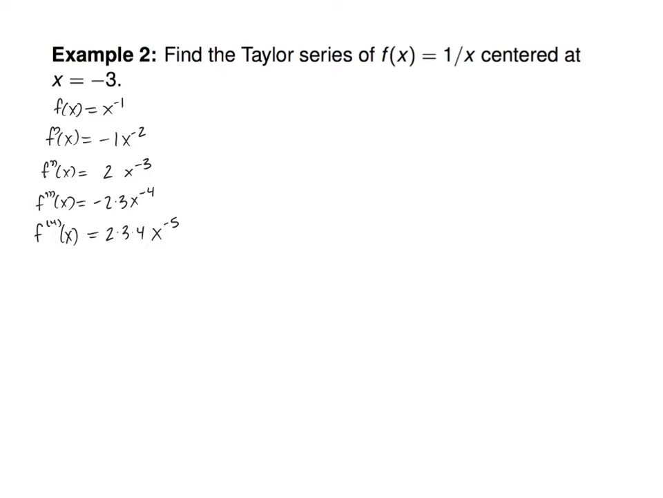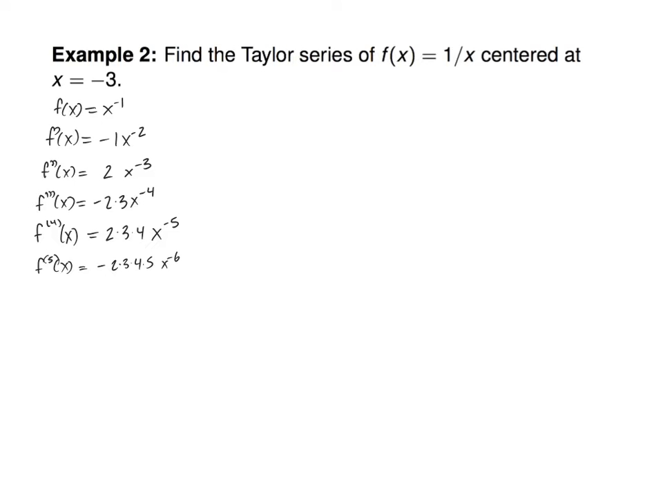So what thing is popping out in front of the derivative? n factorial, right? This 2, 3, 4 is 4 factorial. 2, 3 is 3 factorial. 2 is 2 factorial. Okay, so just predict what would the fifth derivative be? -2, 3, 4, 5 x to the -6, or -5 factorial, right?